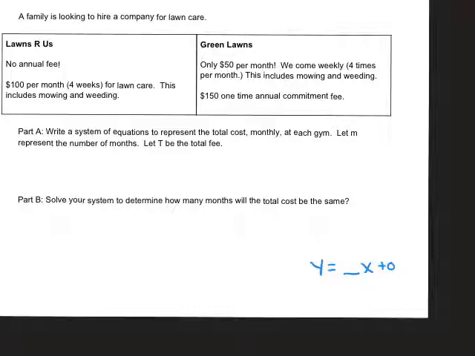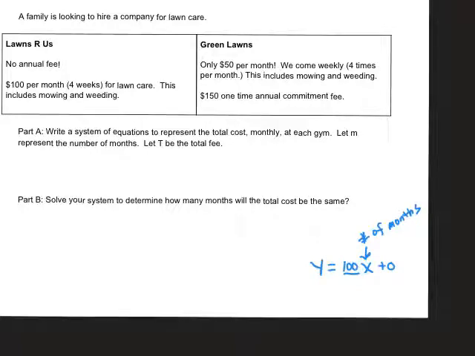So $100 per month for lawn care, and this includes mowing and weeding. How would I write that into the equation? Well, if x represents the number of months, remember usually x represents time, so if this is the number of months that we're going to be hiring this person, then we're going to multiply that times the cost per month. So what is the cost per month? It's $100.